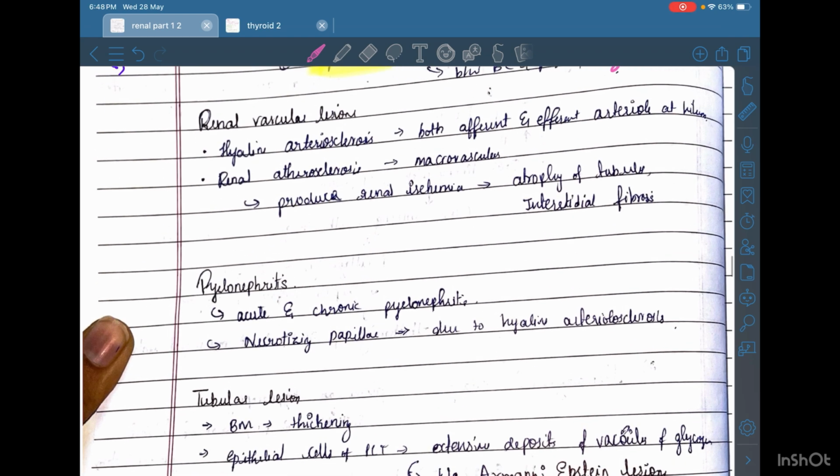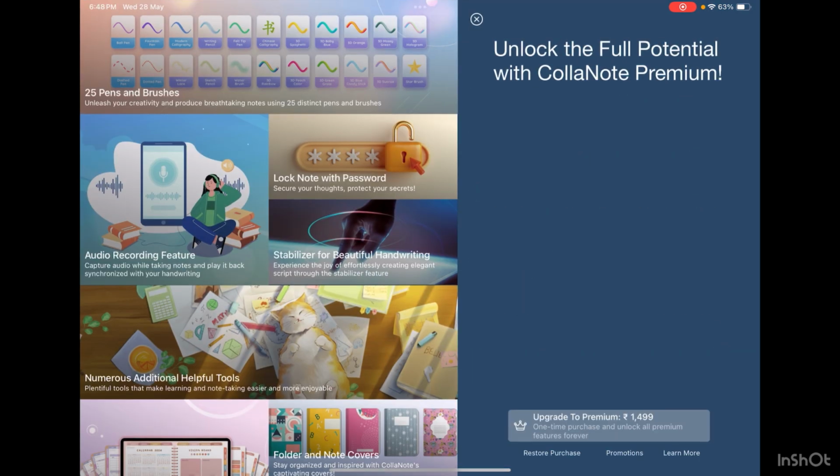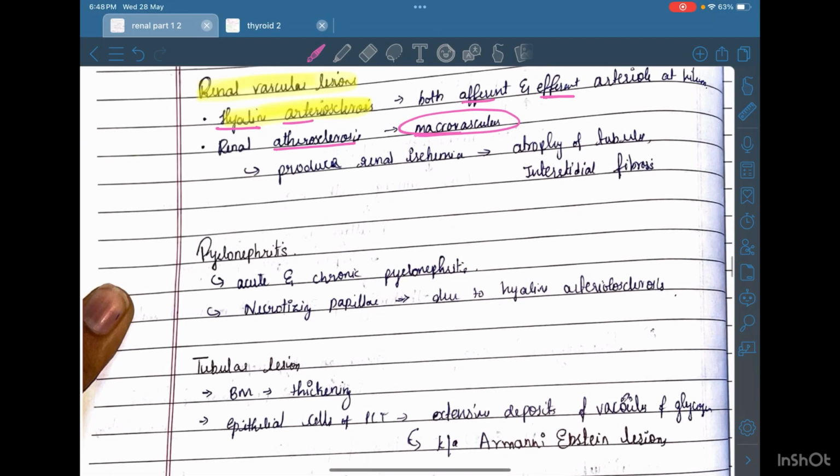Then coming to the renal vascular lesions, very important. There will be hyaline arteriosclerosis, and there will also be atherosclerosis. Hyaline arteriosclerosis affects both afferent and efferent arterioles at the hilum. Renal atherosclerosis is a macrovascular complication of diabetes.